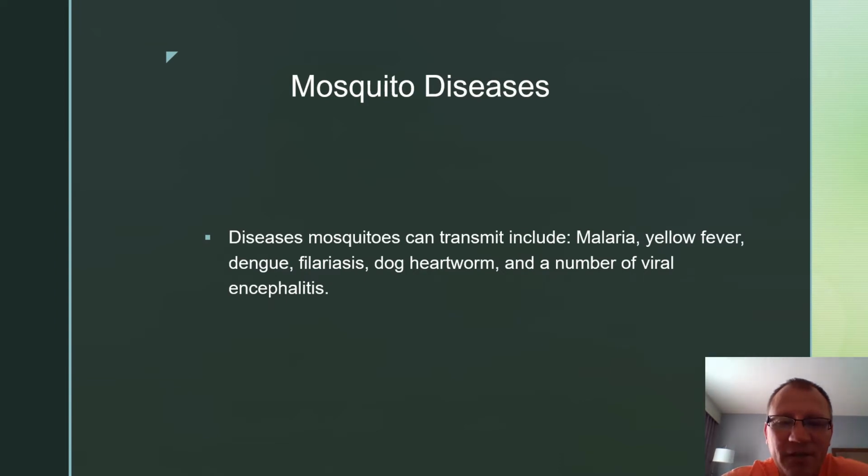Let's look at mosquito diseases. Diseases mosquitoes can transmit include malaria, yellow fever, dengue, filariasis, dog heartworm, and a number of viral encephalitides.